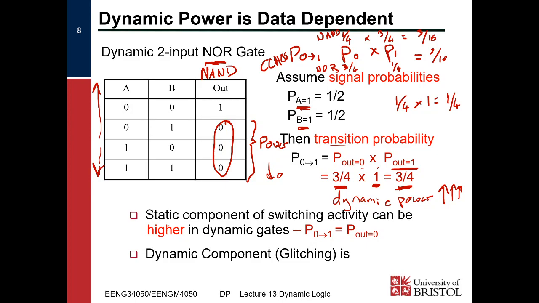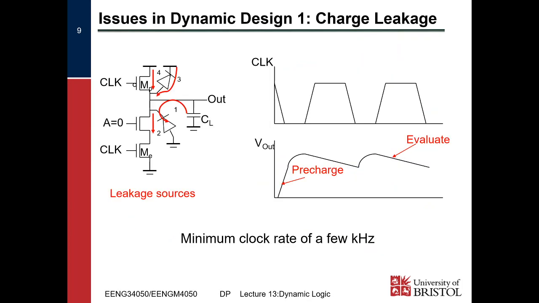Right, so the dynamic component of switching activity is higher in the gates, because the probability of going from a 0 to a 1 is the same as the probability of going to a 0, because we must always recharge to a 1. However, for the glitching component, the chance of a signal changing multiple times during a clock cycle is 0, because we define that dynamic logic must not glitch. Right?